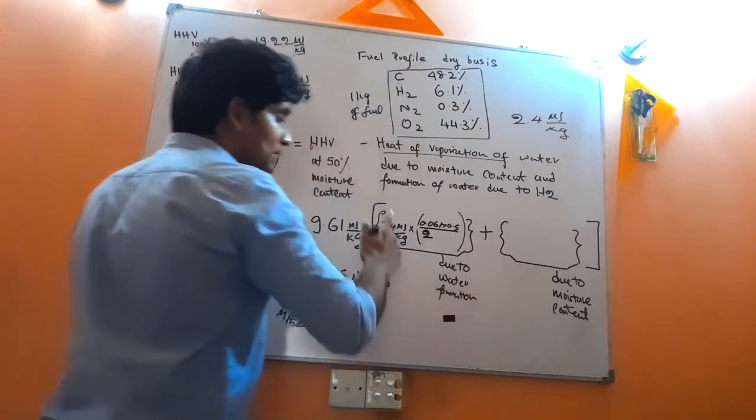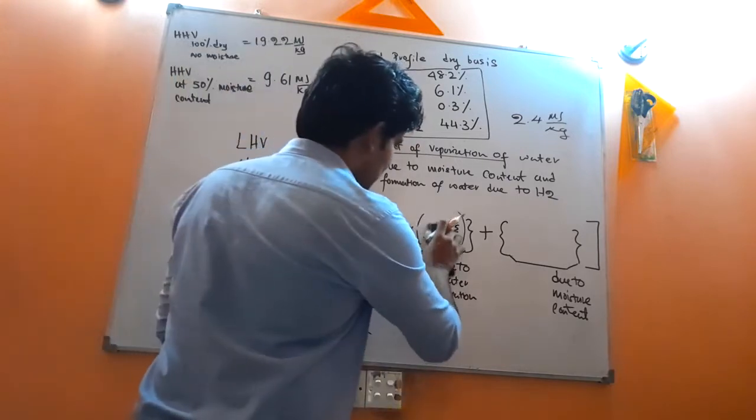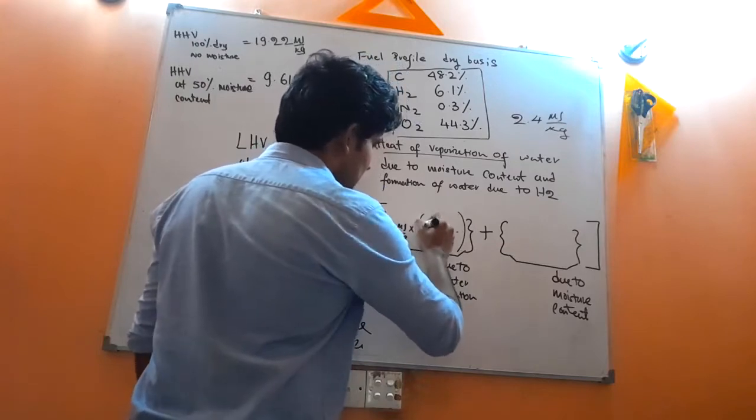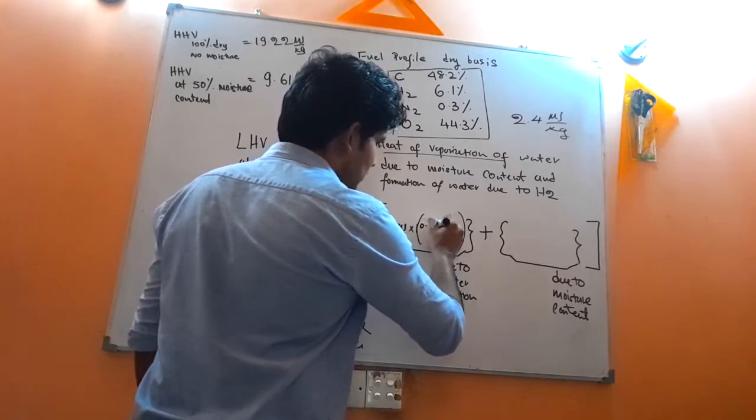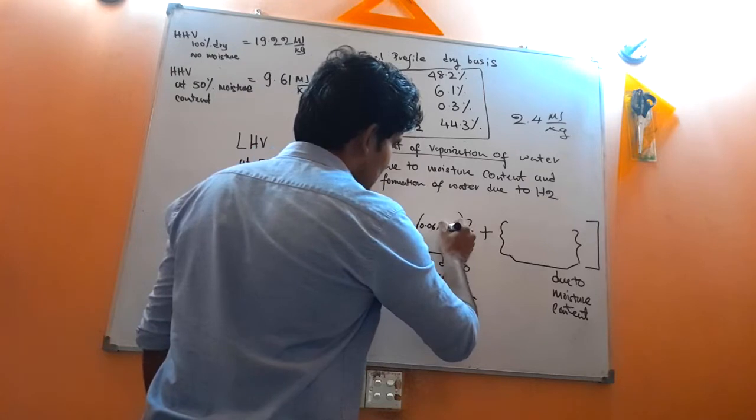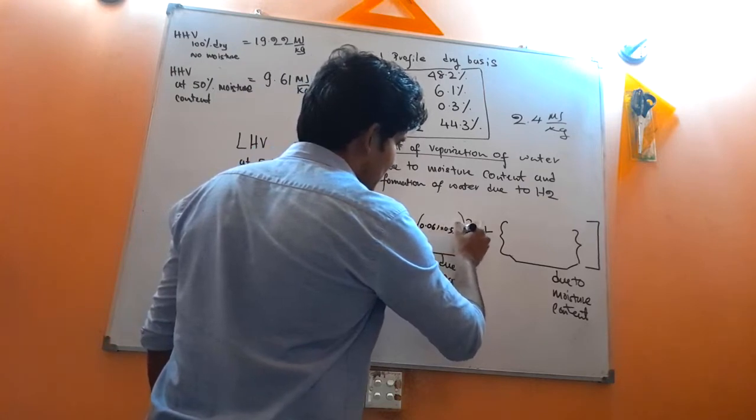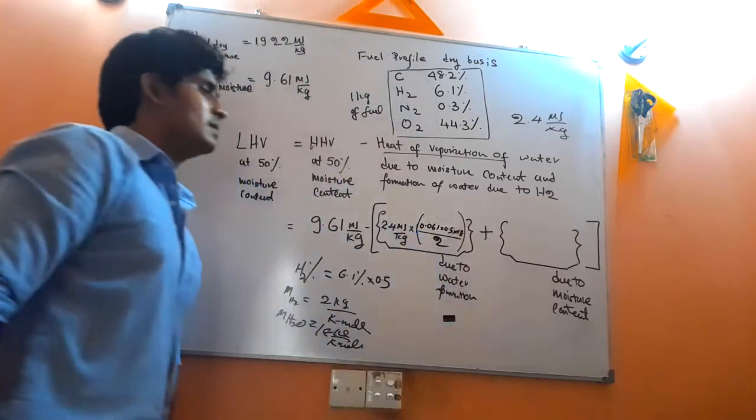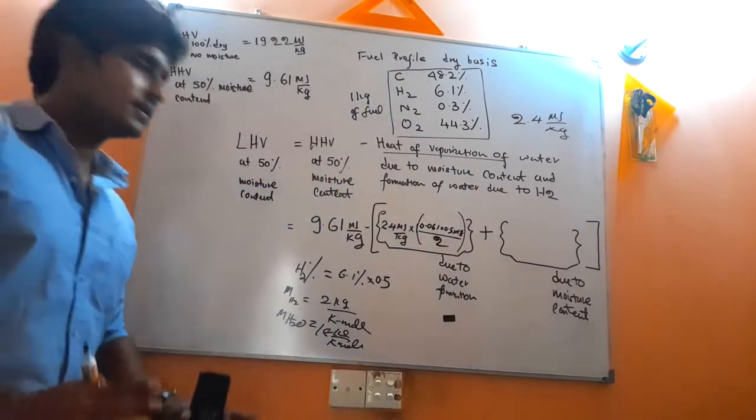Again we have to multiply this by 18. So I will write again. So now you know what are the things that are coming here: 0.061 multiplied by 0.5 multiplied by 18 divided by 2, right? I hope that is clear.